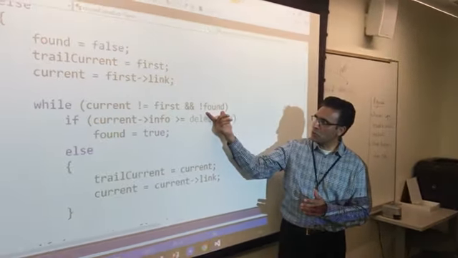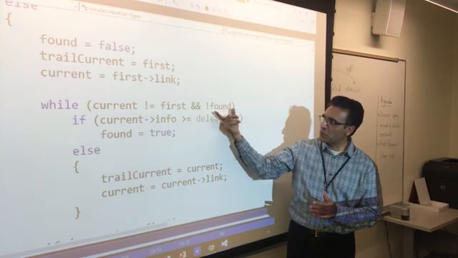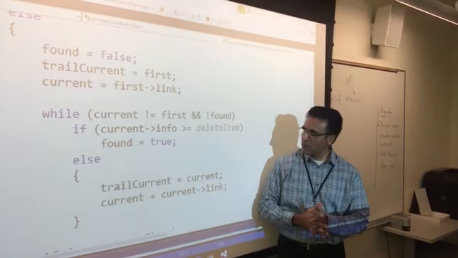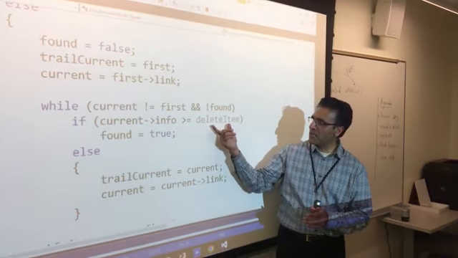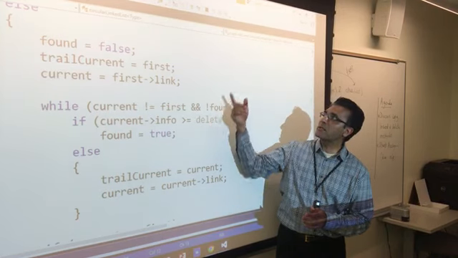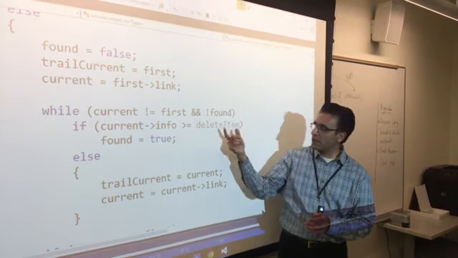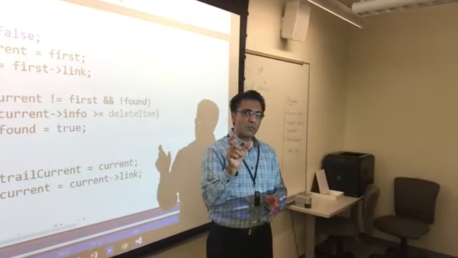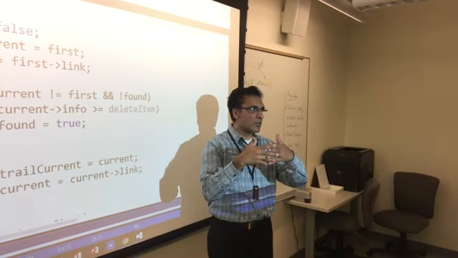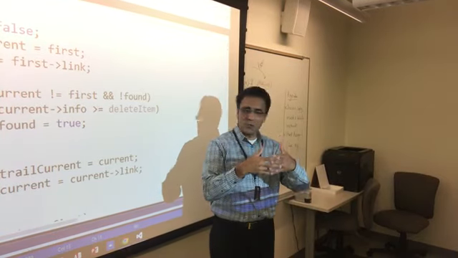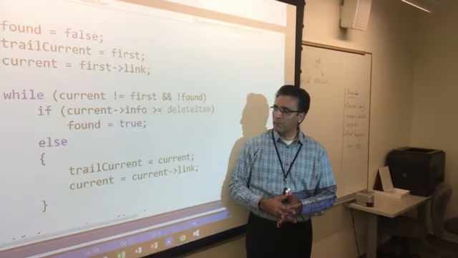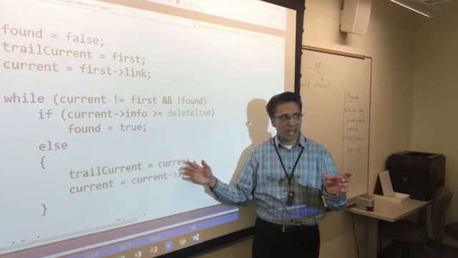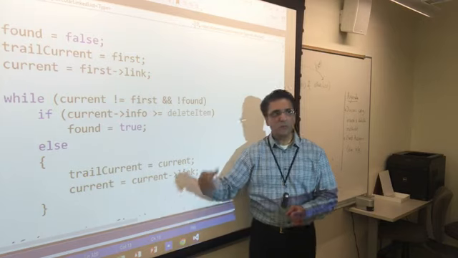So of course, not found is true. Found is not true, it's false. So this is true, and this is also true because current is not equal to first. Then we say, okay, let's see if we can find the argument which we sent from the main function, if that one matches with the current info. Remember, the current is pointing towards the second node, so we are saying, do you match? Are you greater or equal to? If you do, change found to true. If not, move the trail current to the next node and move the current to the following node.